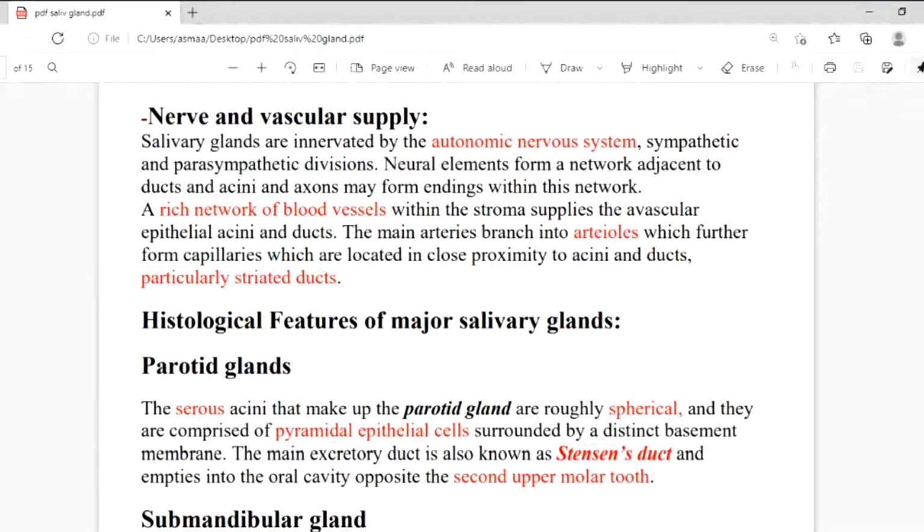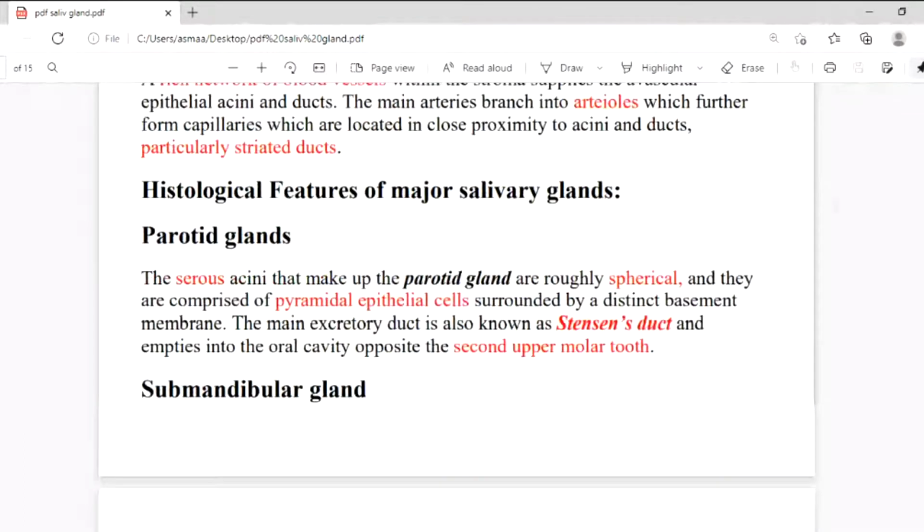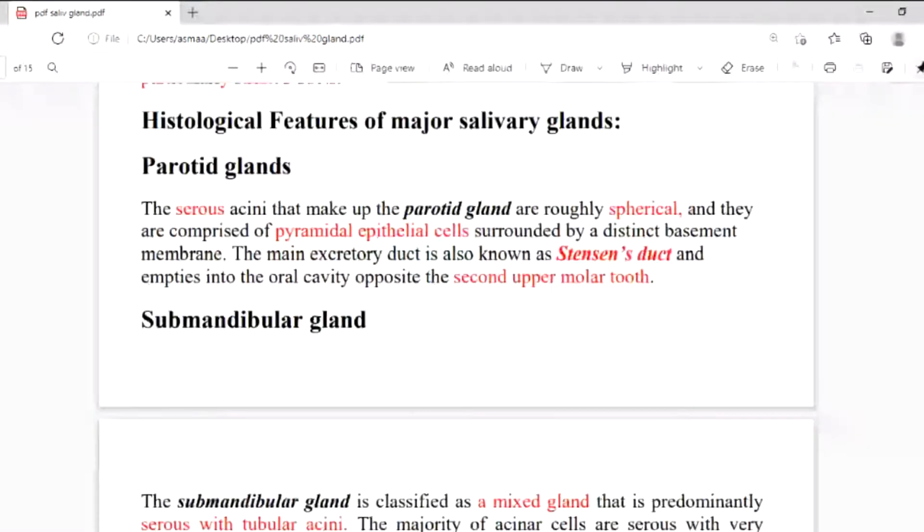The histological features of the major salivary glands. This is in general what I may ask: when I ask you to talk about the histological features of the parotid gland, you have to say the serous acini that make up the parotid gland are roughly spherical and comprised of pyramidal epithelial cells surrounded by a distinct basement membrane. That means the acinus has a pyramid shape.